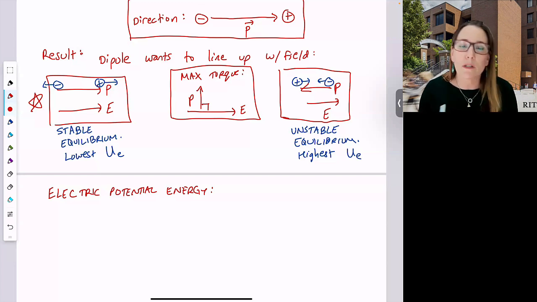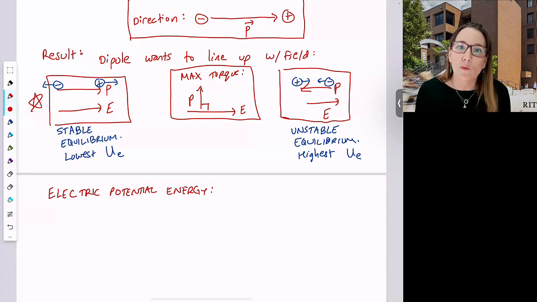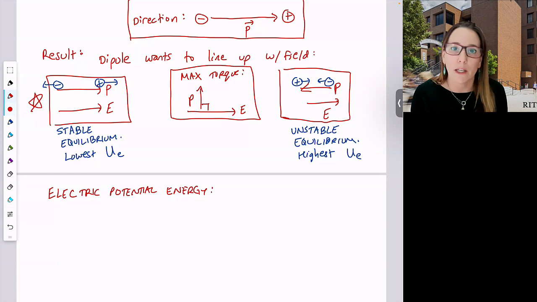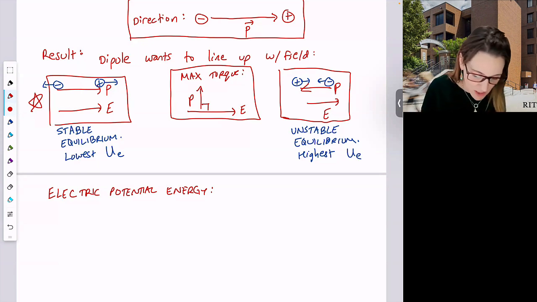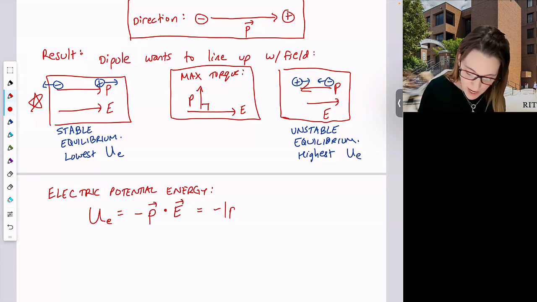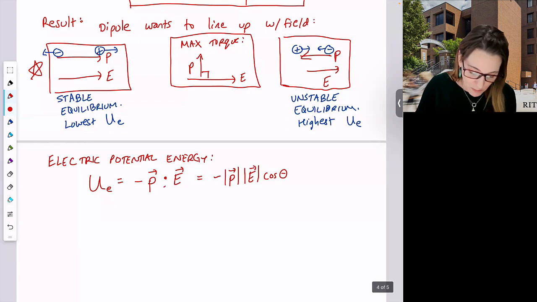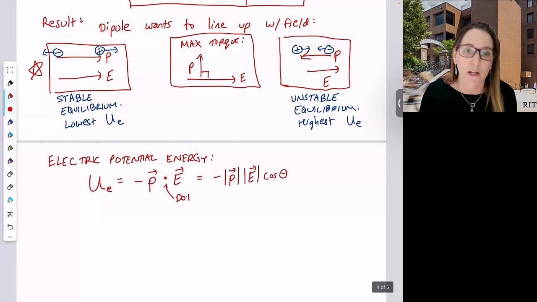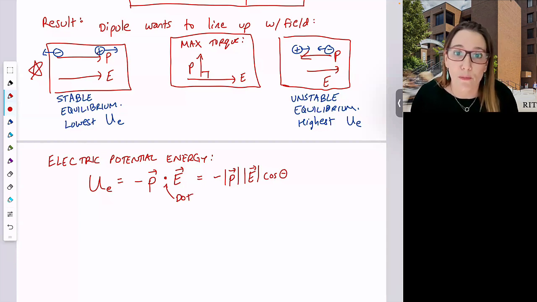And as we saw conceptually, we basically want to have the lowest energy when P and E are aligned and the highest energy when they're anti-aligned. A nice equation for this is simply that U is equal to negative the vector P dot E. And so that's going to be equal to negative magnitude of P, magnitude of E, times the cosine of the angle between them, because this is our actual dot product, which takes parallel components.